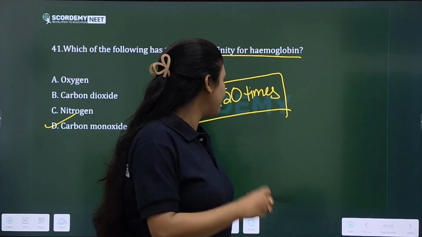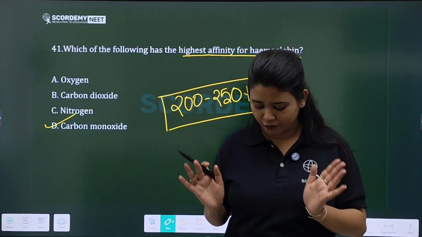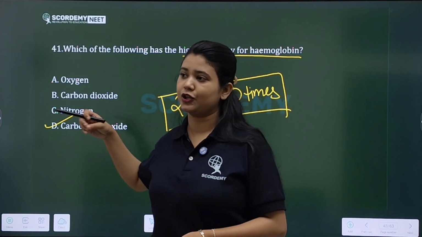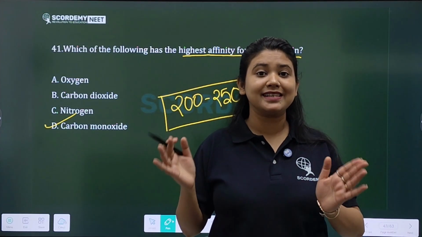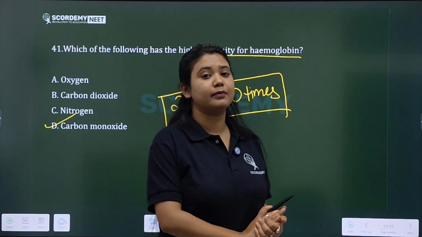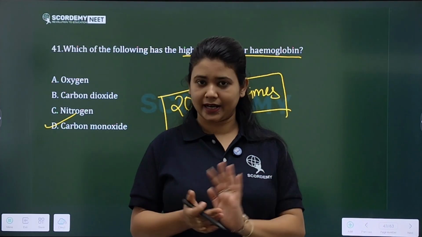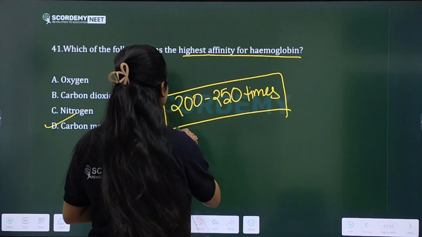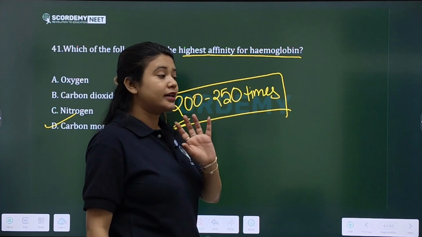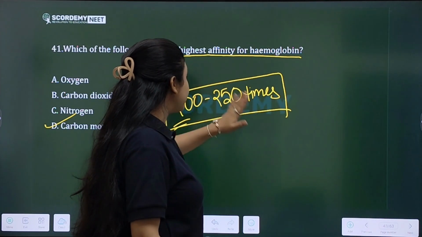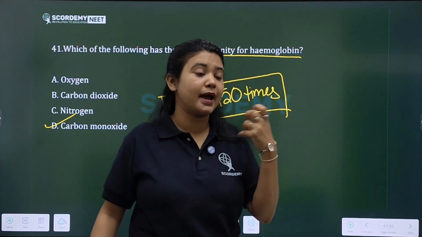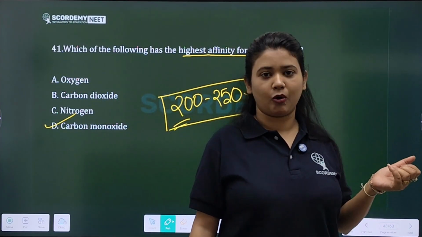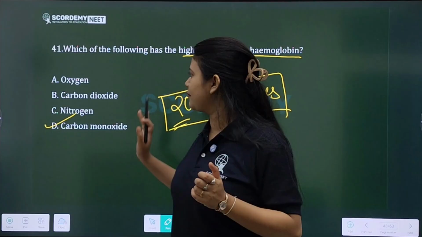That is why I said the compound formed when carbon monoxide binds with hemoglobin, carboxyhemoglobin, is very injurious and can in fact be fatal for human life. It can be fatal because it shows 200 to 250 times greater affinity for hemoglobin as compared to oxygen. Right? Remember this also.